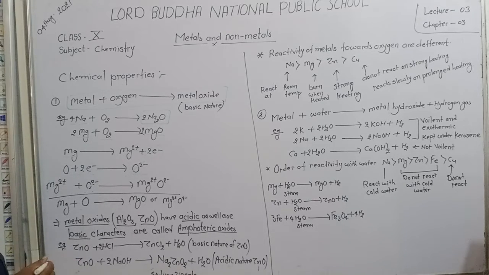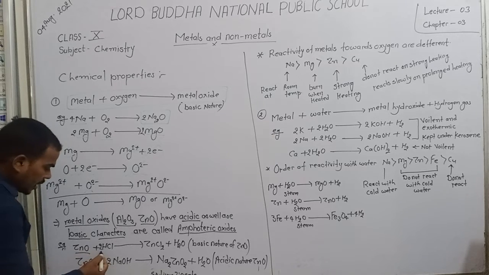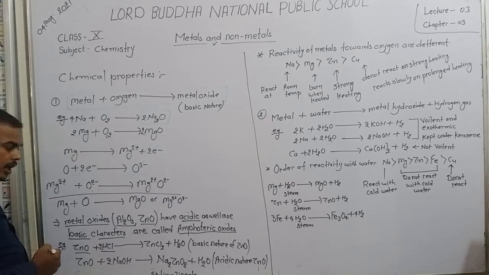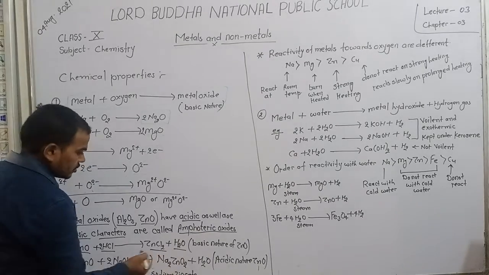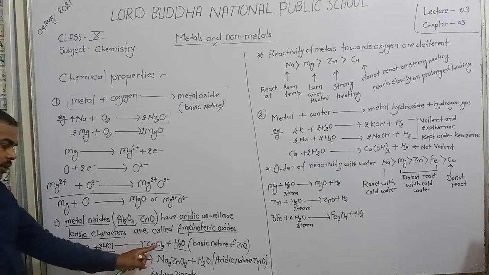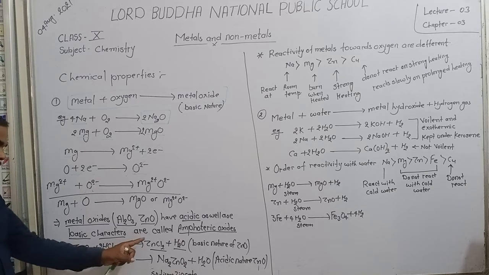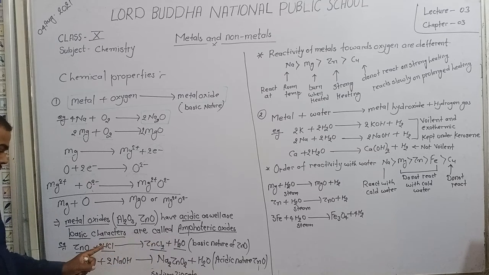For example, here we take zinc oxide. It reacts with hydrochloric acid and forms a salt and water. You know that salt and water are formed when an acid reacts with a base. Here salt and water are formed, so if this is acid, then it is base. So it means zinc oxide acts as a base.